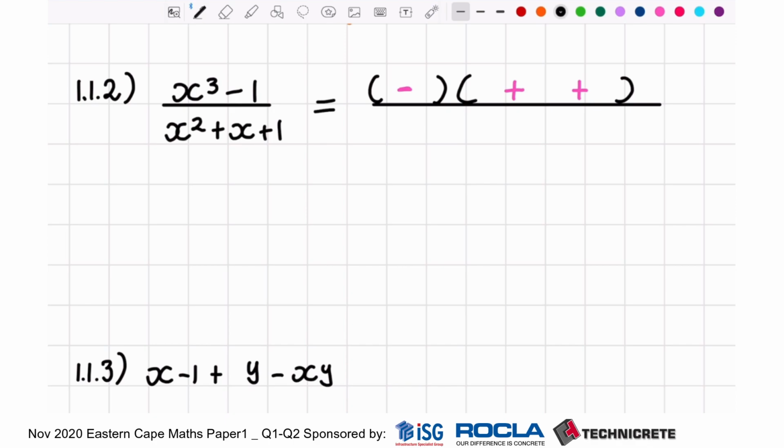So I'm going to have my terms in between these operations. And the terms for the difference of the two cubes, for the first bracket, I'm going to have the cube root of the first term. So the cube root of x cubed is x. And then I'm going to have minus, and then the cube root of the second term, so the cube root of 1 is 1.